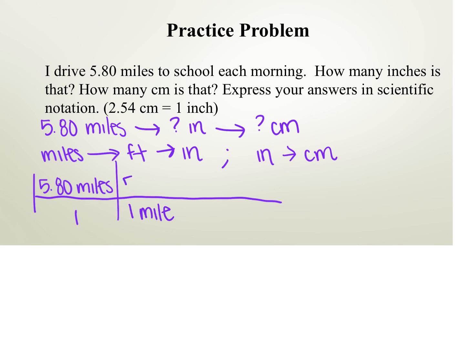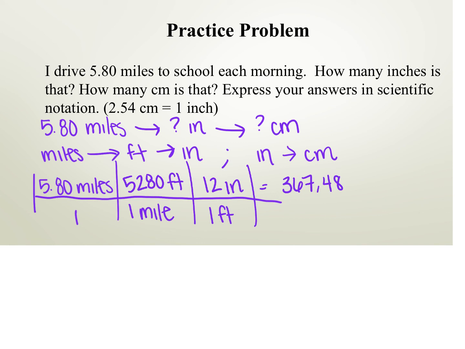5,280. Okay, so we know there's 5280 feet in a mile. And then how many inches are in a foot? Okay, so go ahead and calculate how many inches are in 5.80 miles. This should be a big number. What do you have? 367,488. Yeah. Okay. Do y'all agree with that number?